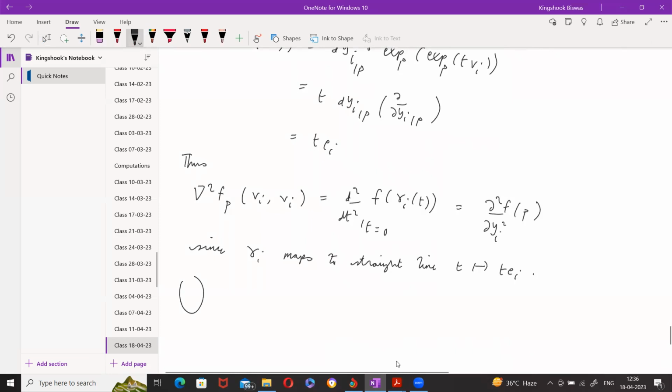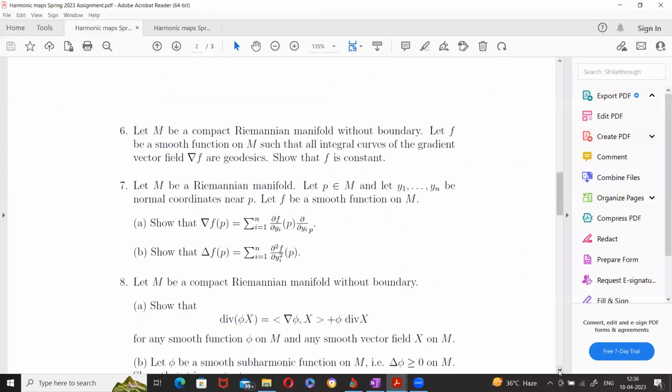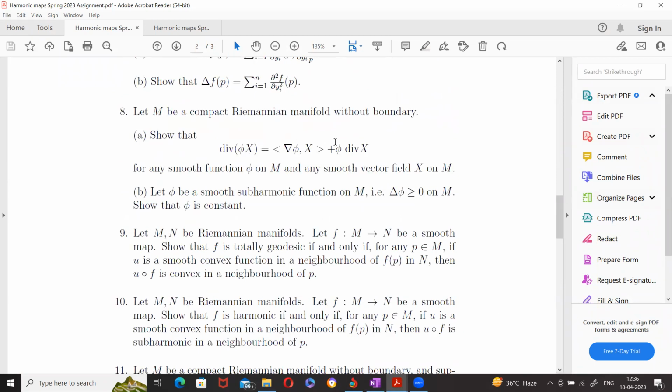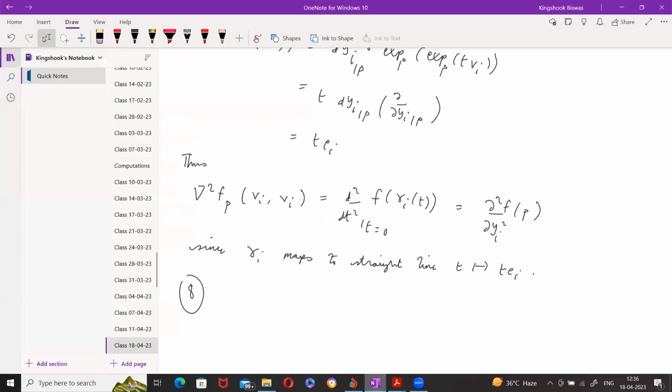Now 8. Part A we've already done in the notes. I'm not doing this again. This product formula we've done in class, we've done in the notes. I'll just do part B. So the idea is you put X to be grad phi.